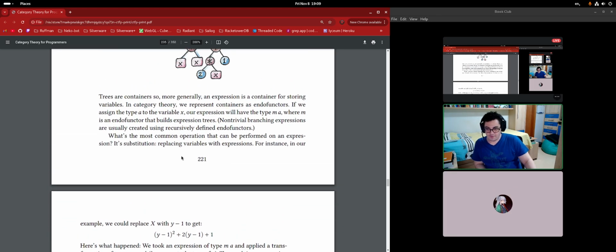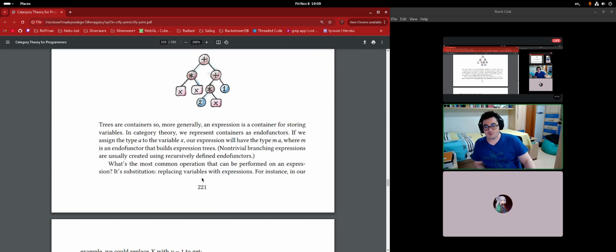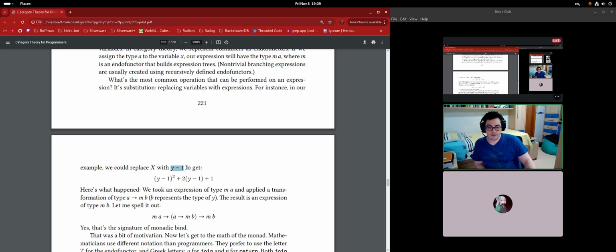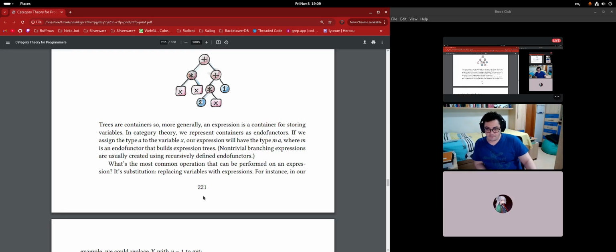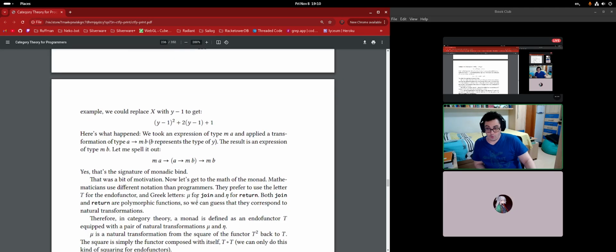So as an example, if you pick this expression and you swap x by y minus 1, you're going to get this thing, right? So let's suppose that you took an expression of type MA, in which M is the monad, and apply a transformation of this type. So you're going to replace every single instance of A with an MB. The result is an expression of type MB, right? That makes sense. So this is the function that you have, and this is going to be the output result.